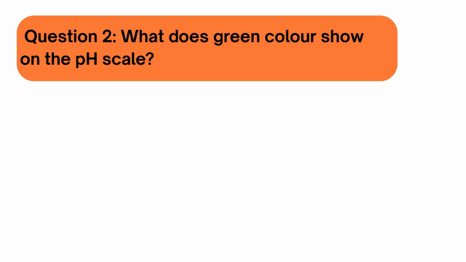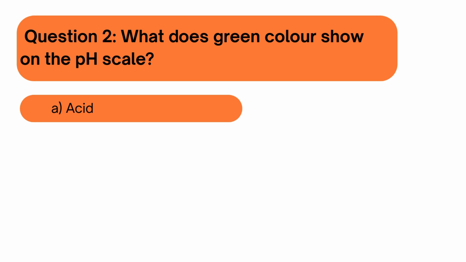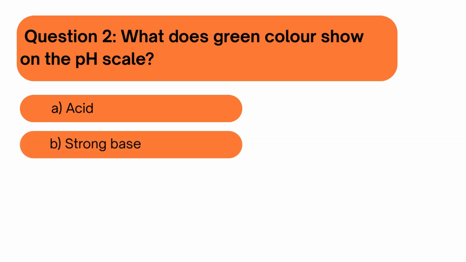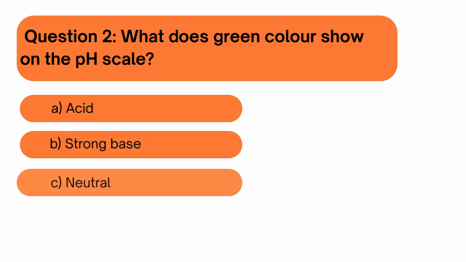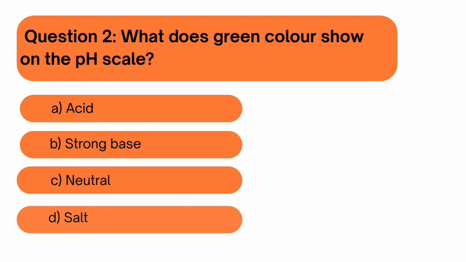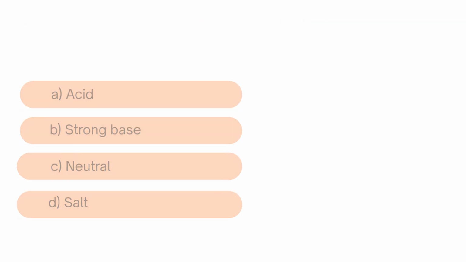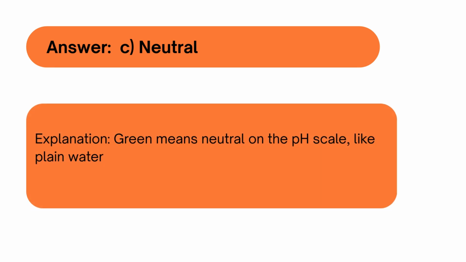Question 2. What does green color show on the pH scale? A. Acid. B. Strong base. C. Neutral. D. Salt. The correct answer is C. Neutral. Green means neutral on the pH scale, like plain water.